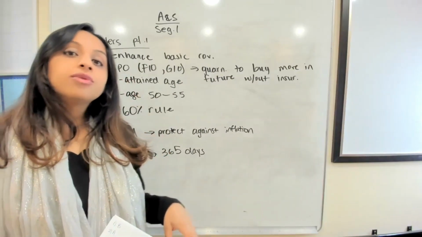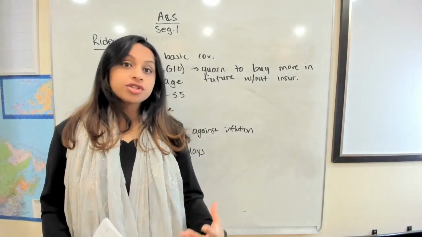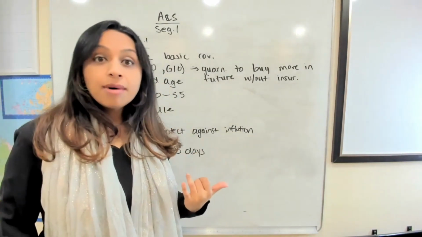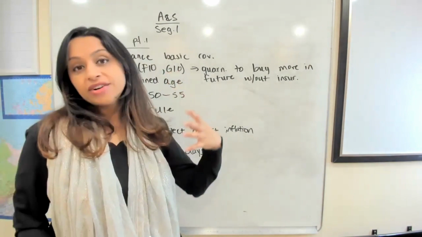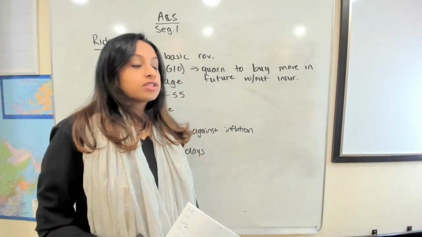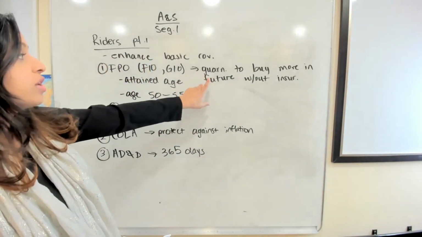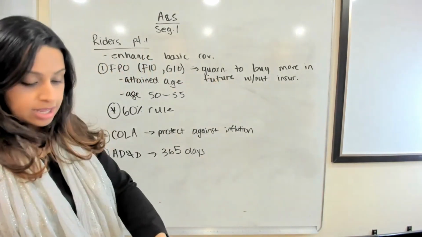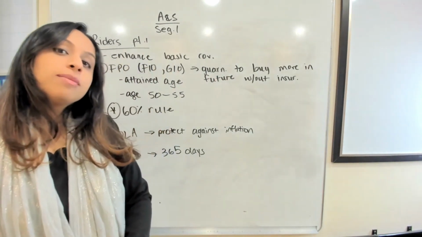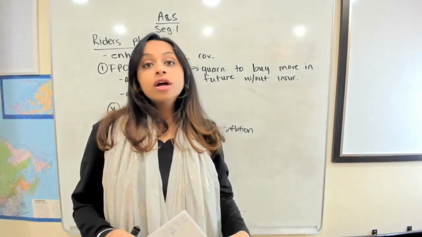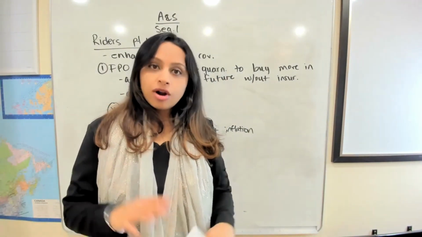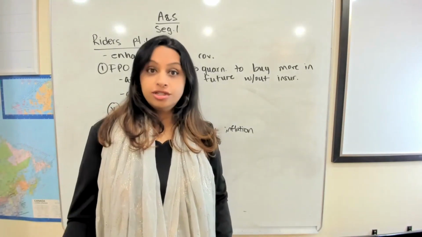So the first one, and again, almost 99.999%, you will have a question on this, very popular for exams, is the FPO. And what this stands for is future purchase option. It's also known as FIO, future income option, or GIO, guaranteed income option. So different names, same rider. So what does this mean? This means that you are guaranteed to buy more in the future without insurability. When we say insurability, that means you are proving to the insurance company that you are insurable, that you are healthy and you can get insurance.